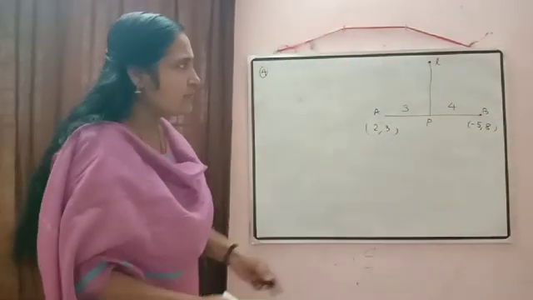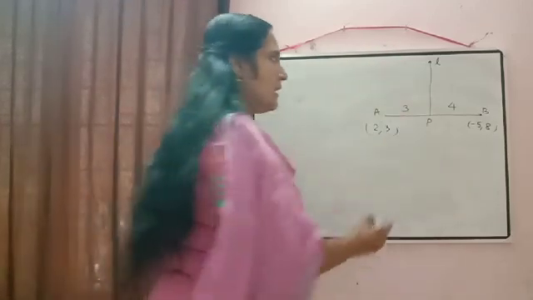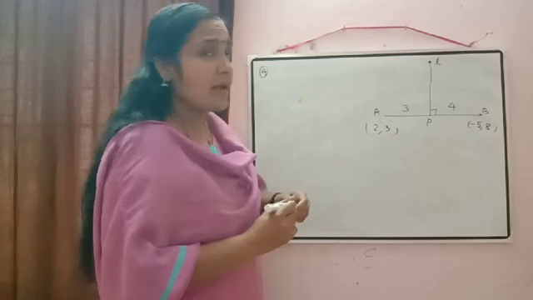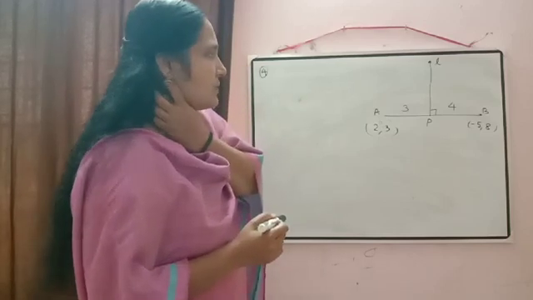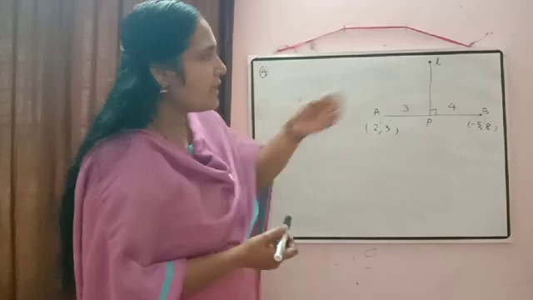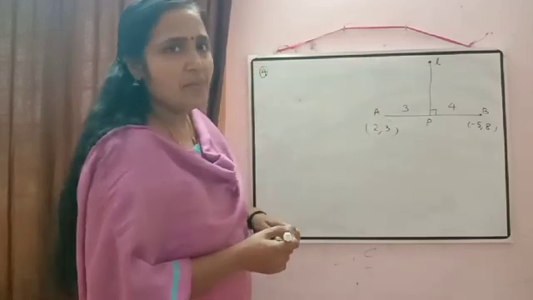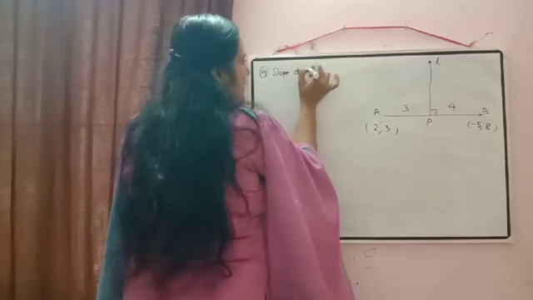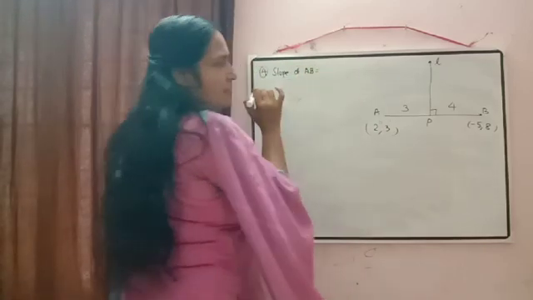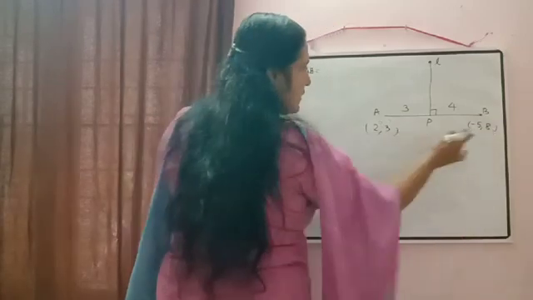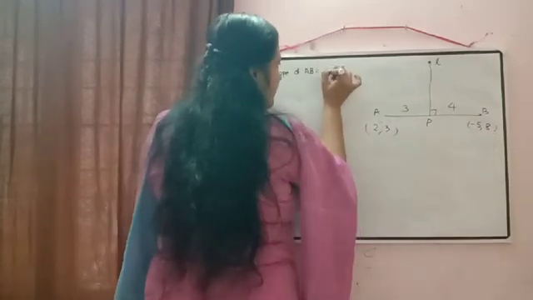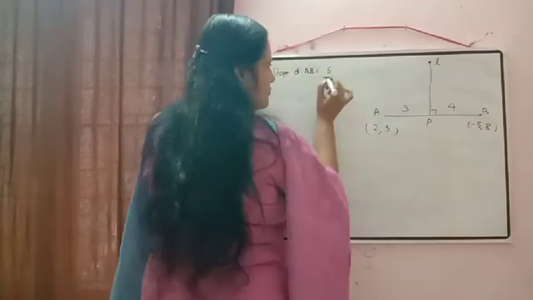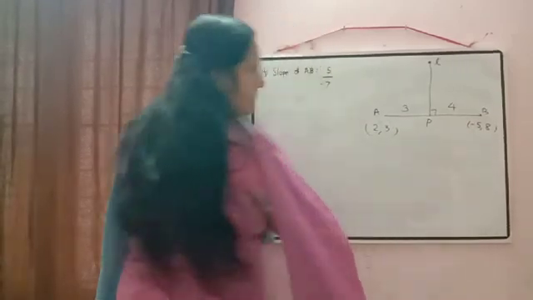So here again we have to calculate the equation of L. Again, to calculate the equation of L, we need the point and we need a slope. To calculate the slope, the information is given: L is perpendicular to AB. So first we can calculate the slope of AB. According to the formula, slope of AB is y2 minus y1, so 8 minus 3, 5, by x2 minus x1, minus 5 minus 2, which is minus 7.